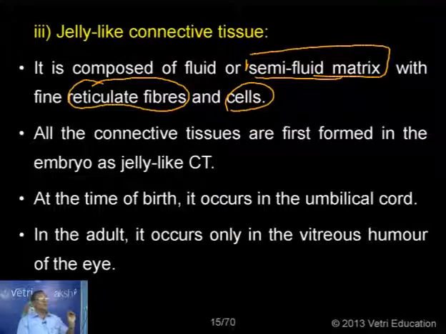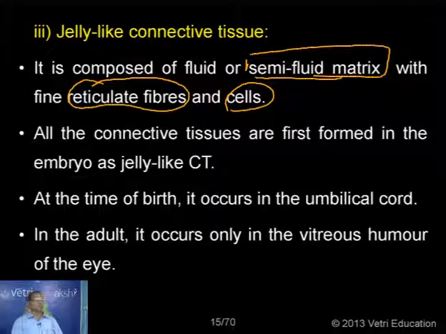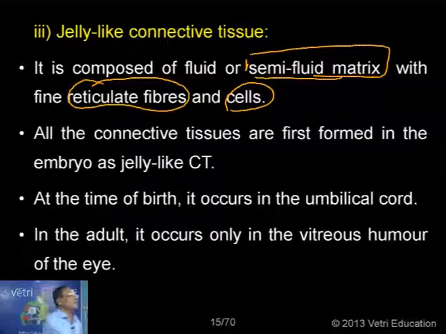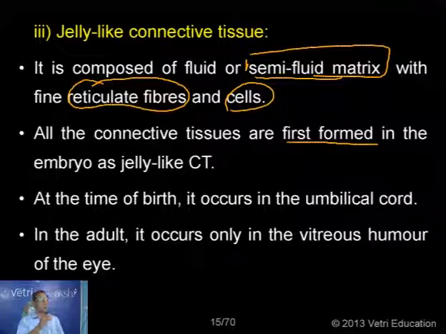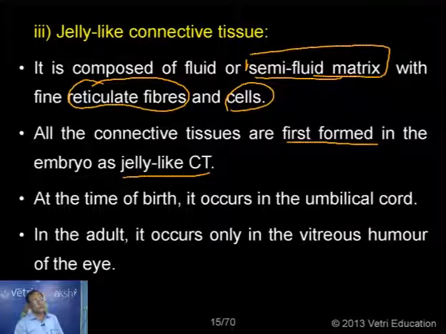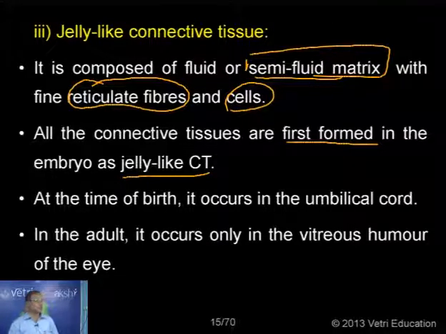What is the first type of connective tissue formed at the time of embryonic development, when the child is attaining maturity? The first type of connective tissue that develops in the human embryo is this jelly-like connective tissue. So this is the first formed connective tissue. All the connective tissues are formed to begin with as jelly-like connective tissue, and later differentiate into different types of connective tissues.